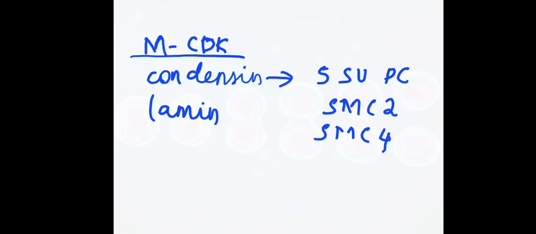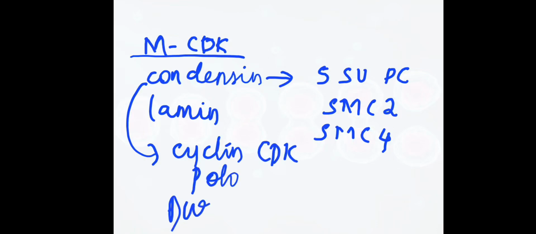Okay, so first we'll summarize what we learned now. M-CDK phosphorylates many proteins, among them condensin and lamin are the major ones. Condensin helps in extensive condensation. What does the lamin do? Lamin stabilizes the network under the nuclear membrane that disassembles during mitosis. And condensin has a highly conserved 5 subunit protein complex. Among them SMC proteins are important, that is SMC2 and SMC4. They play a fundamental role in structural and functional organization of chromosomes. And during mitosis, condensin is phosphorylated by cyclin-CDK, polo and aurora B kinase.